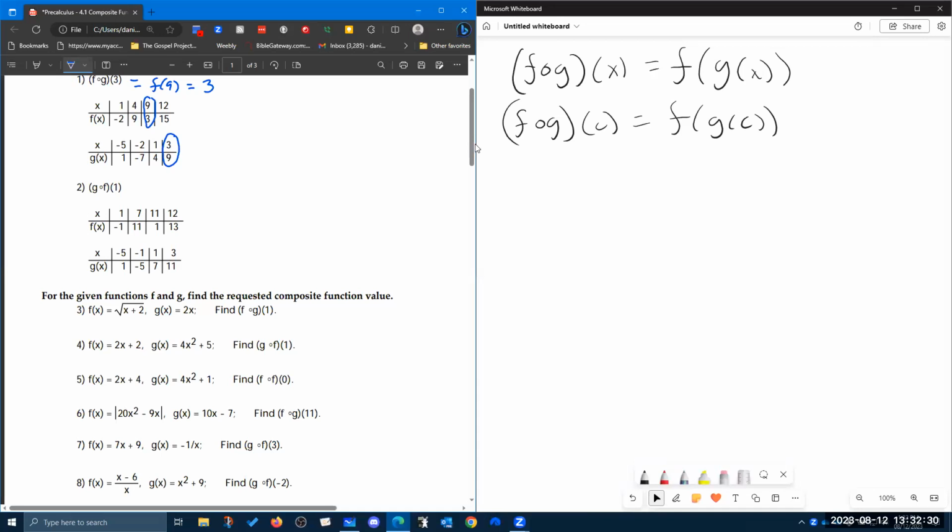g of f of 1. So f is the inner function. f of 1 is -1. g of -1 is -5.